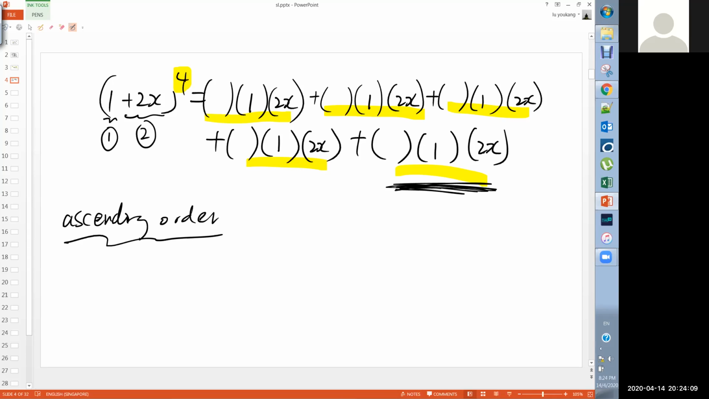Okay. Now the question is they want ascending order, right? So that means the last one here should have power 4.